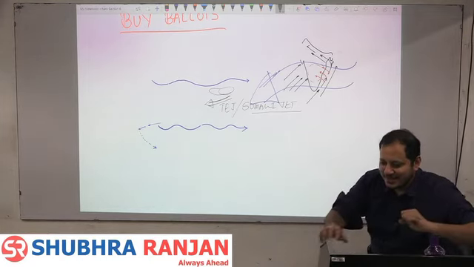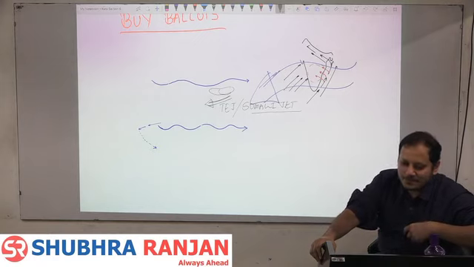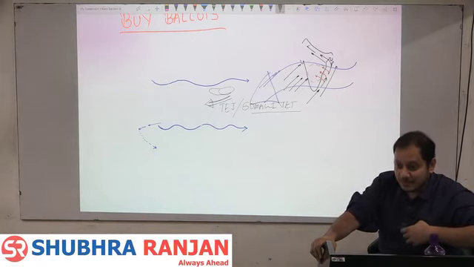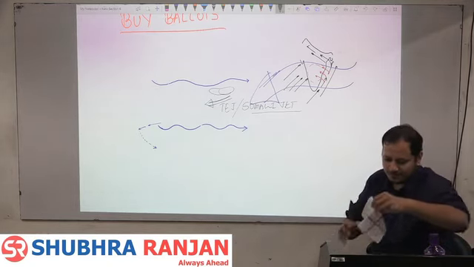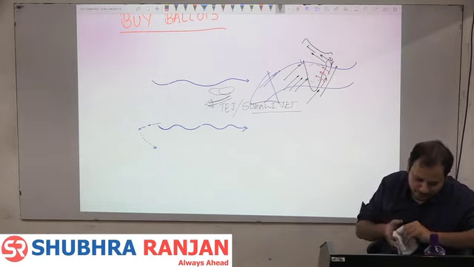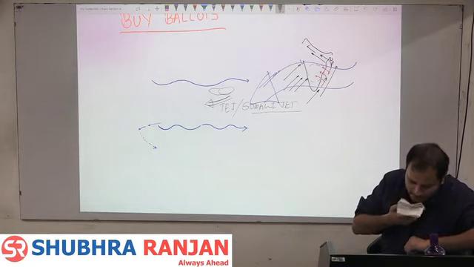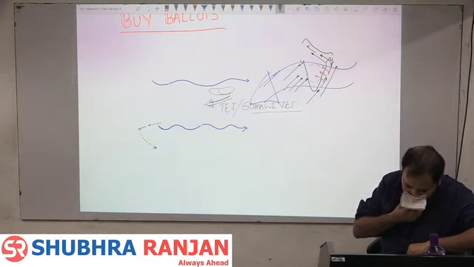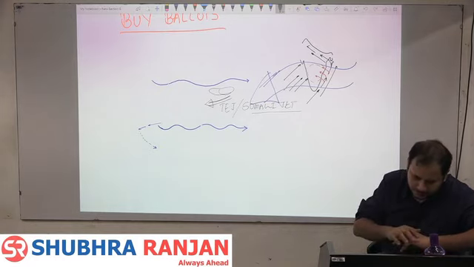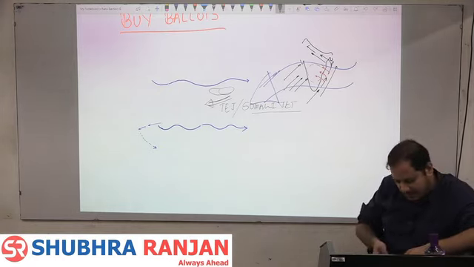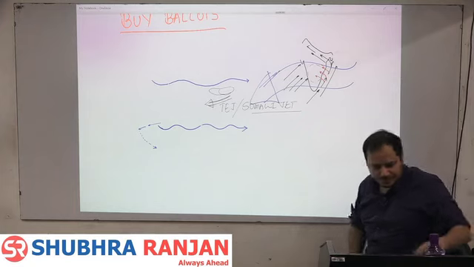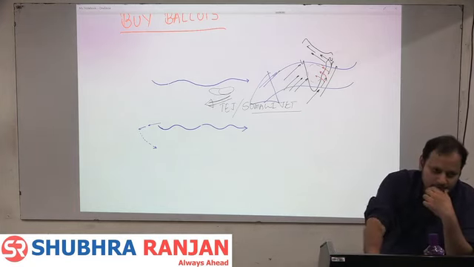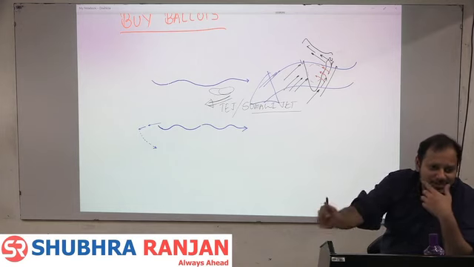With your back towards the wind, there will be low pressure on the left and high pressure on the right. And the condition is reversed in the southern hemisphere.